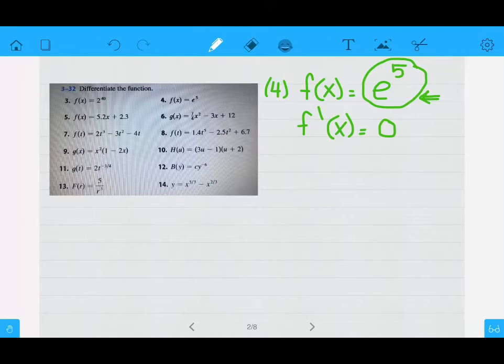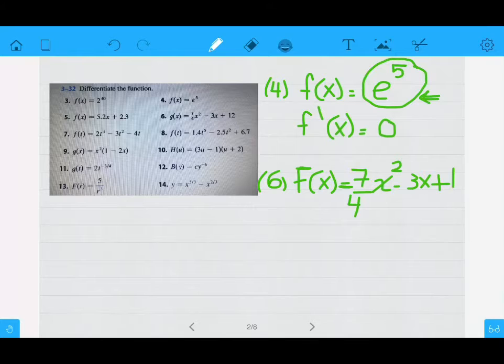Number 3 has the same idea. Okay, now I will solve question number 6. What do we have? f of x equals 7/4 x squared minus 3x plus 12. Here we have three terms. Okay, this is the polynomial.